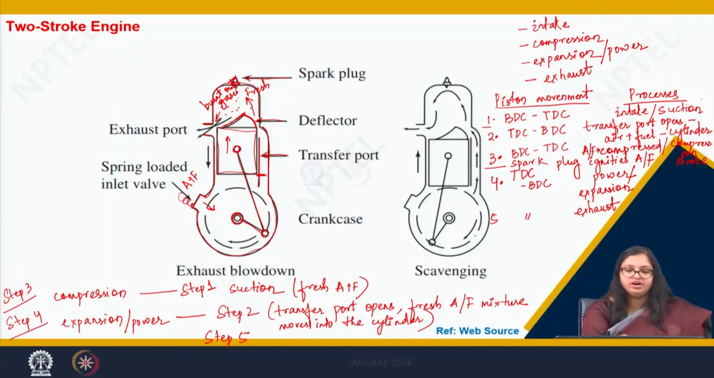It would move up in such a way that it would scavenge out the burnt out gases from the exhaust port. As you can see here, this process is called scavenging, where the fresh air fuel mixture moves from the crankcase through the transfer port into the combustion chamber, where it pushes out the burnt out gases.